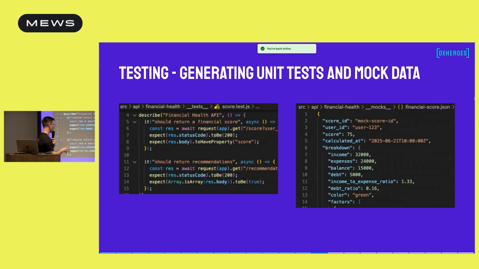Then if we already have some code and logic, we can start generating unit tests and integration tests, generate mock data for the tests, and also let AI maybe suggest some edge cases which we didn't think about.